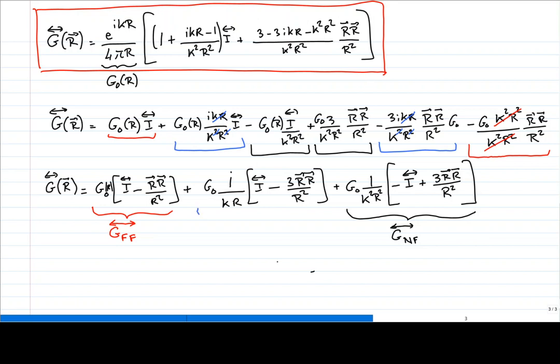And this last term, which is intermediate between both, with 1 over kr, is called the intermediate field. Something worth noticing is that, because of the presence of this imaginary number, the intermediate field is out of phase by 90 degrees with respect to the far field and the near field.